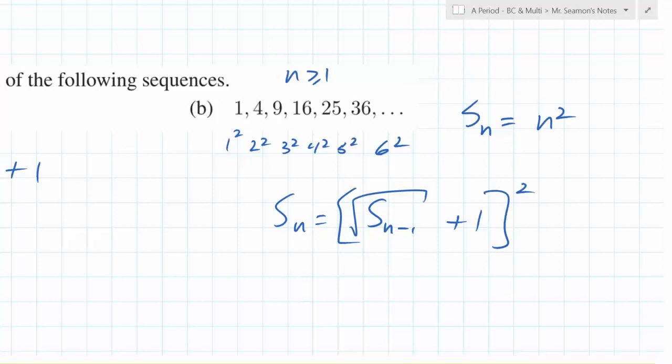If you want the 10th term, you take the 9th term, square root it, add 1 and then square it. Because the next term is just the next on the chain of 1, 2, 3, 4, 5, 6, 7, 8. The next variable. It's pretty cool.